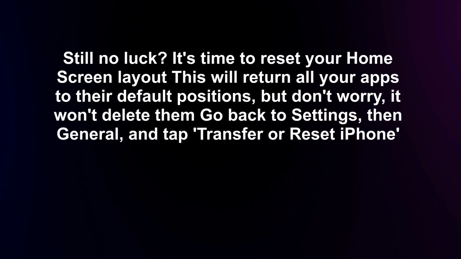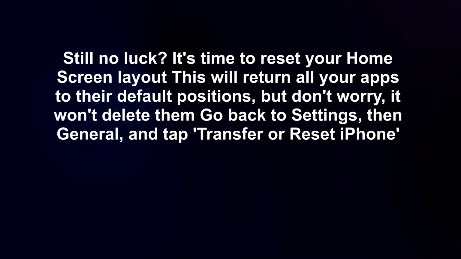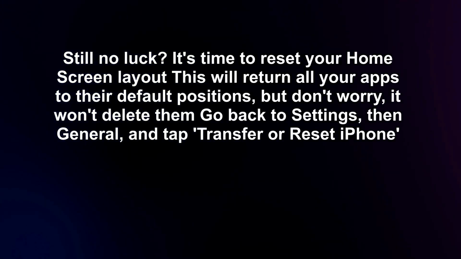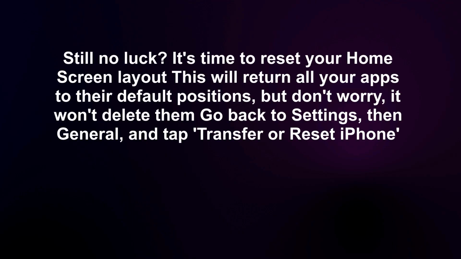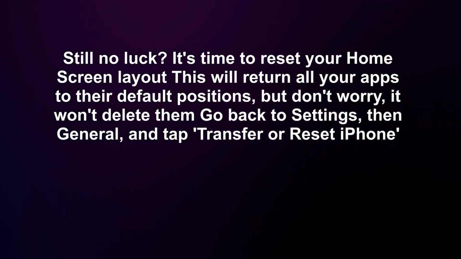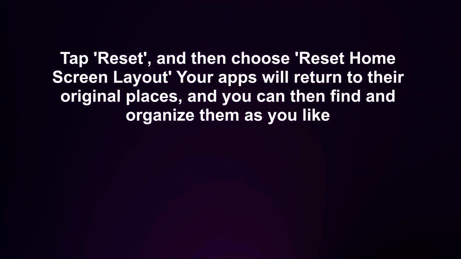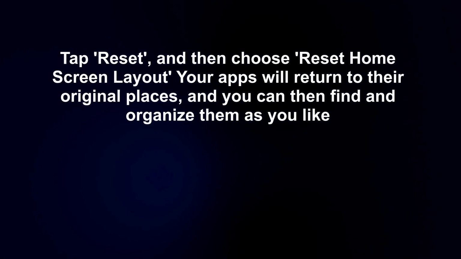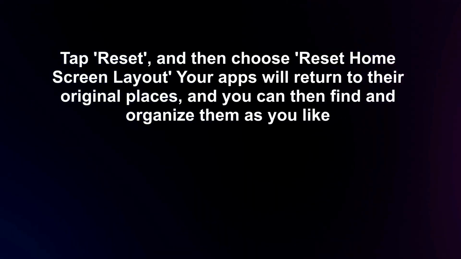Still no luck? It's time to reset your home screen layout. This will return all your apps to their default positions, but don't worry, it won't delete them. Go back to Settings, then General, and tap Transfer or Reset iPhone. Tap Reset, and then choose Reset Home Screen Layout. Your apps will return to their original places, and you can then find and organize them as you like.